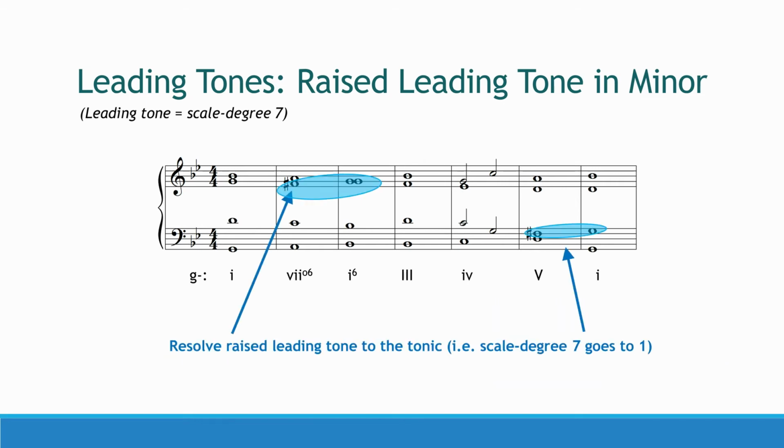One rule that's pretty universal, though, is that when you're using scale degree 7, particularly the raised version of it, you need to resolve that note in a special way. And that special way is that you must resolve it up by semitone to the tonic. In other words, scale degree 7 must move to scale degree 1.